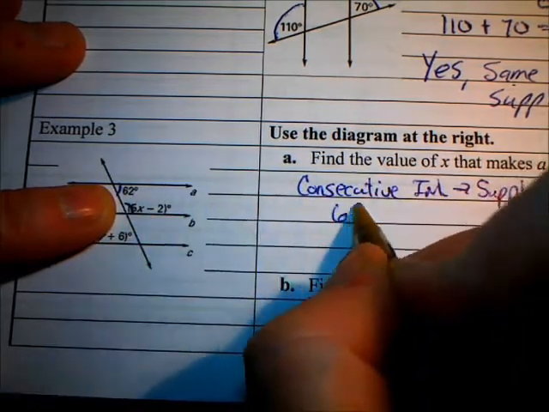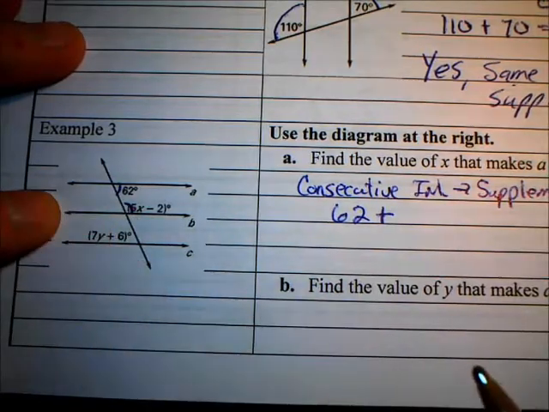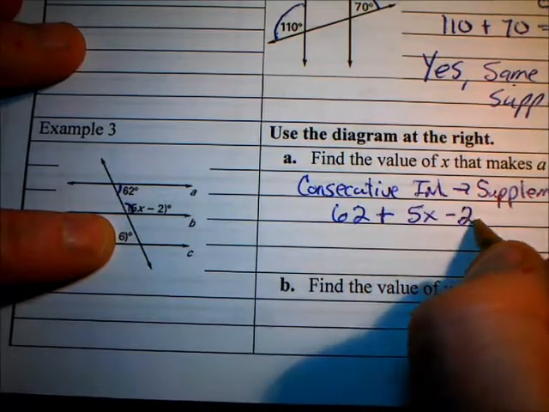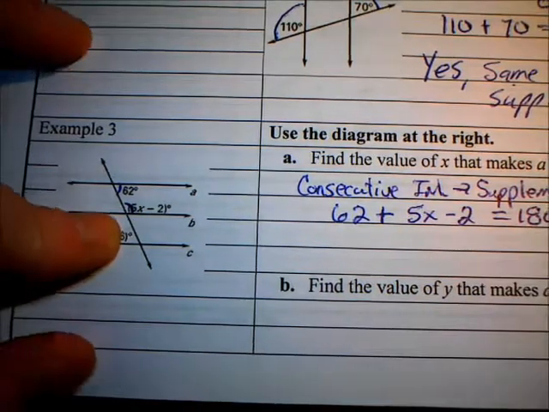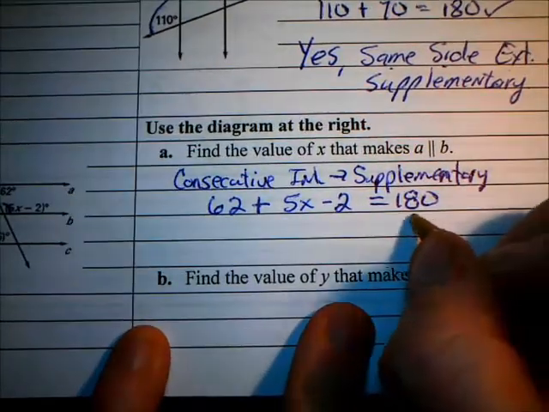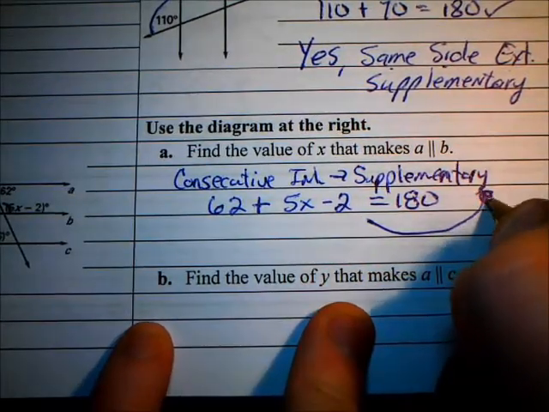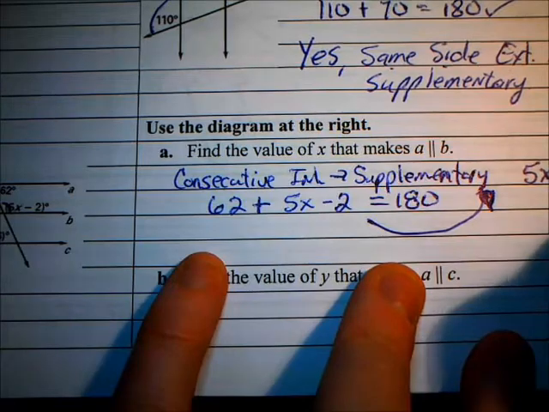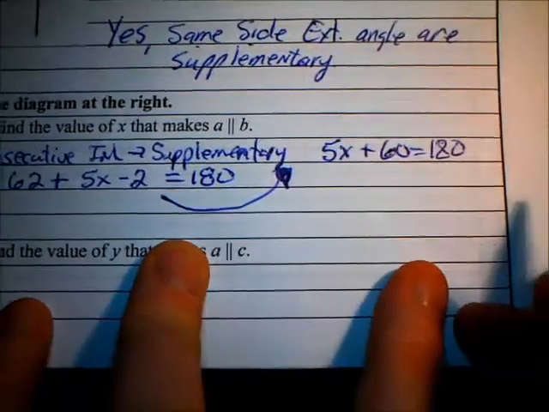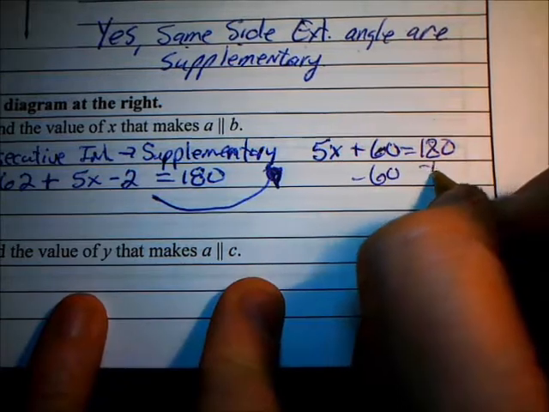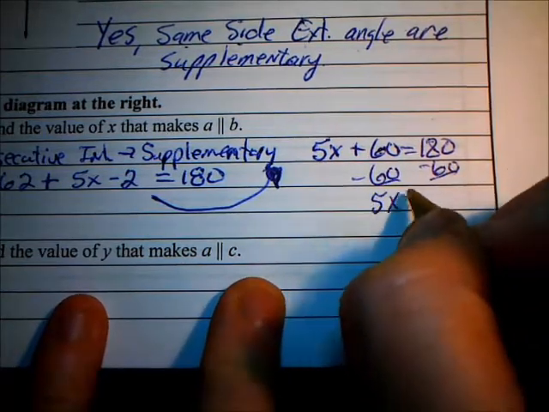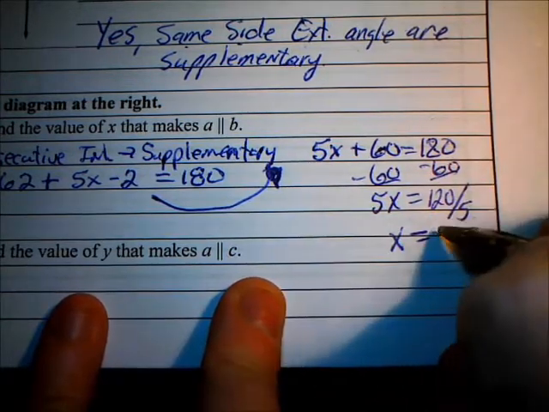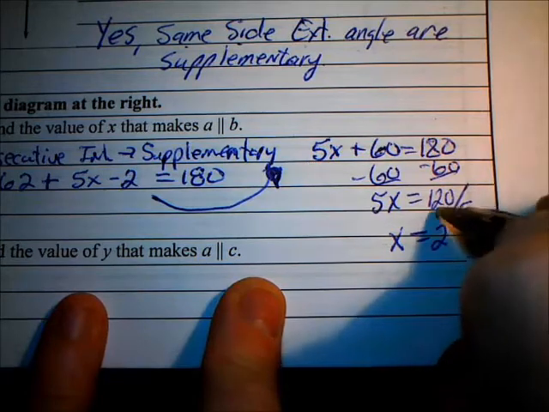Therefore, I'm going to take the 62 and add to it the expression that I believe I put my pen on there. I believe that was 5x minus 2 and set it equal to 180. Well, I'm going to squeeze it over here so I have room to write. That will be 5x plus 60 is equal to 180. I'm going to subtract 60. That'll be 5x is equal to 120. I'm going to divide by 5, and that tells me x is 24.